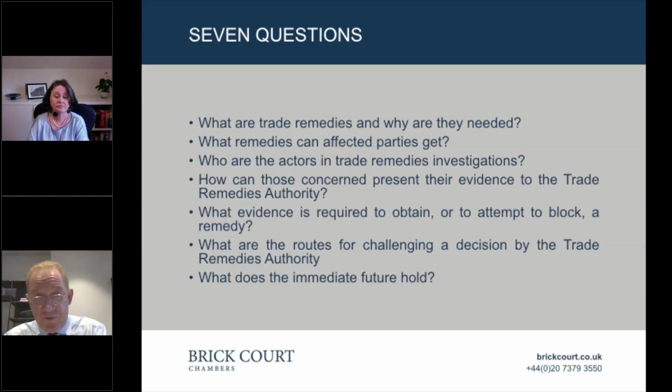The areas in which decisions by the TRA can be taken fall into three categories: well-known, anti-dumping, anti-subsidy, and safeguarding. Anti-dumping remedies, as you all probably know, address imported goods being sold in the UK at prices which are below their normal value in the country from which they are exported. So you're comparing normal value with export price. Countervailing remedies address imported goods which are being subsidized by foreign governments. And safeguard remedies protect domestic industries against an unforeseen surge in imports.